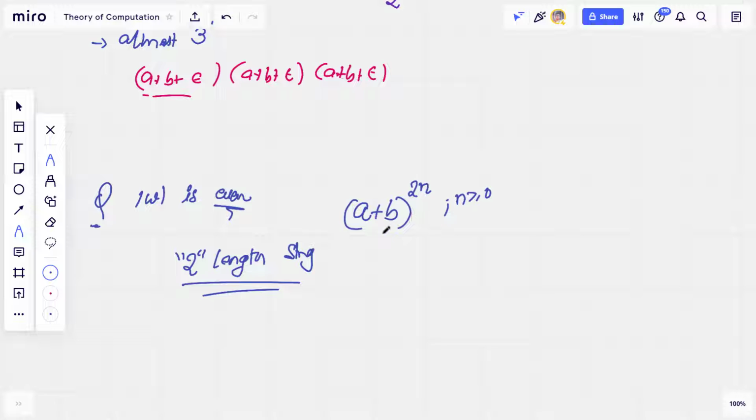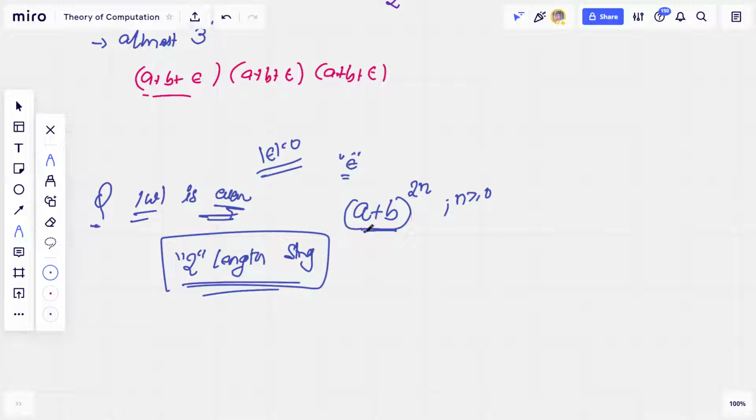Algebraically, you represent it like this, right? A or b 0 times, then it will be epsilon. It is also a string of even length, right? It has 0 length. By the way, epsilon has 0 length. I hope you know this. The length of epsilon is actually 0 because it doesn't contain any character. So what I'm saying is, if you want a regular expression which represents all the strings that are even, I need a regular expression for 2 length string, and I have to repeat it over and over.